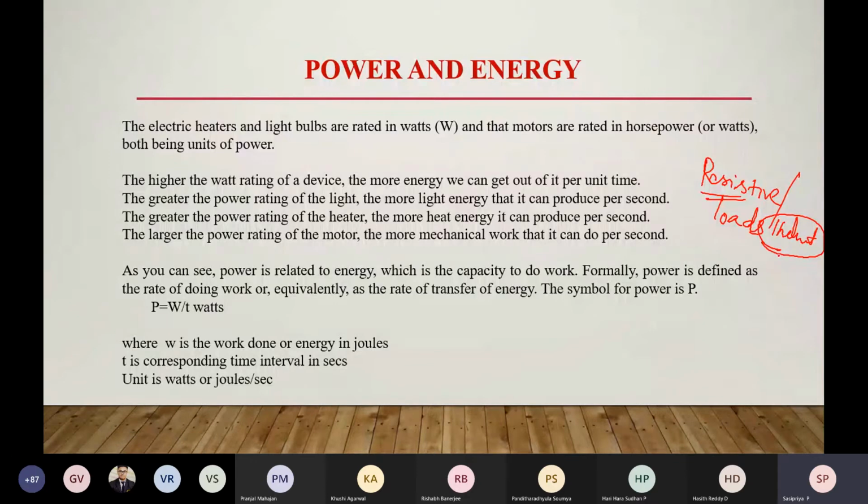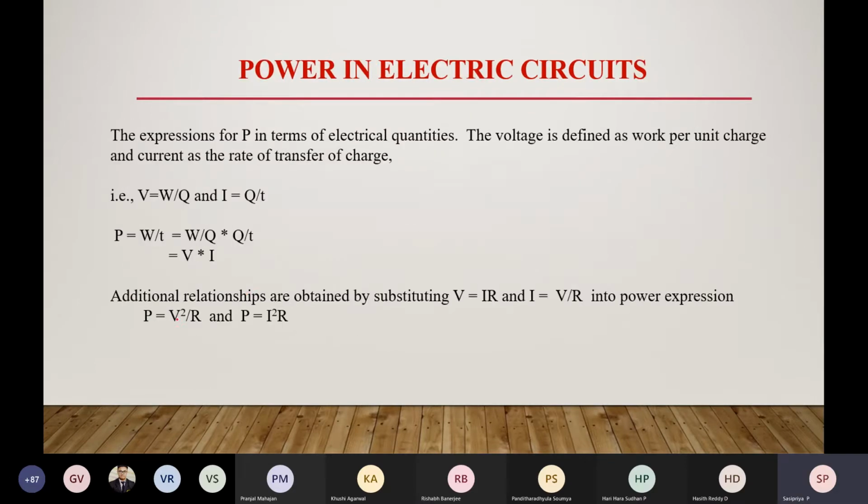Now here, the power of the loads is represented in watts. The higher the watt rating, the more energy we can get out of it. That is, a higher rating motor can have maximum output. Power is nothing but work done per unit time. Now, for an electric circuit, how do we determine this power?